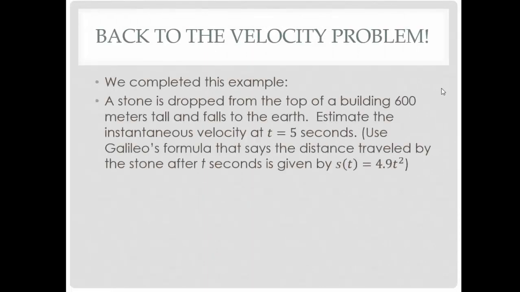This is the example that we completed when we looked at the velocity problem. A stone is dropped from the top of a building 600 meters tall and falls to the earth. Estimate the instantaneous velocity at t equals 5 seconds. Use Galileo's formula that says the distance traveled by the stone after t seconds is given by s of t, there's that position function, equals 4.9 times t squared.